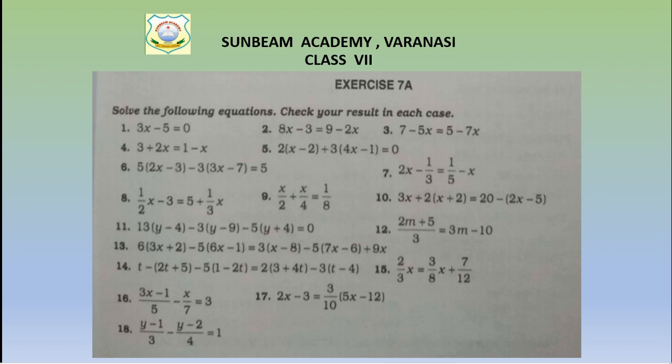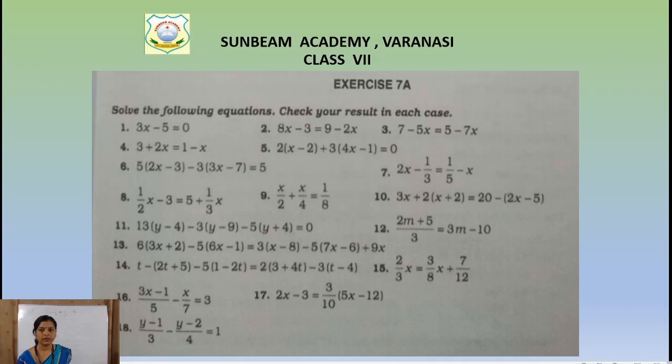Now children, as you can see, question number 7 is (2x - 1)/3 = 1/5 - x, and I have written it on the board also. Okay, (2x - 1)/3 = 1/5 - x. Now let's see how to solve these type of questions.